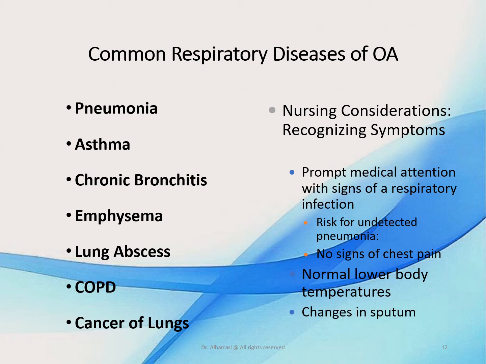We need to consider, as nurses, that we need to give prompt medical attention with signs of respiratory infection, such as an increase in body temperature, because if untreated, there is a risk for pneumonia. Also, there are usually no signs of chest pain in older adults, so we don't know about pneumonia, for example, very early in the process, which leads to more complications later on.